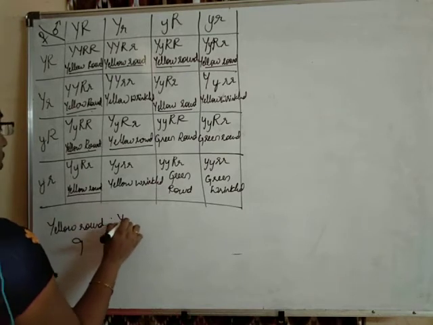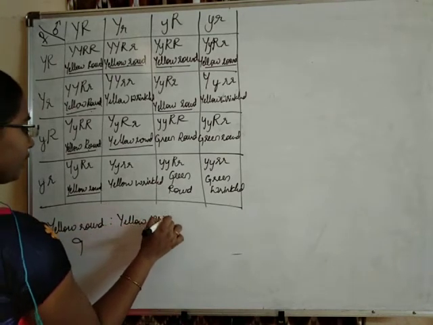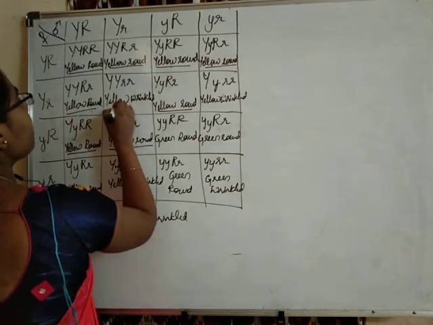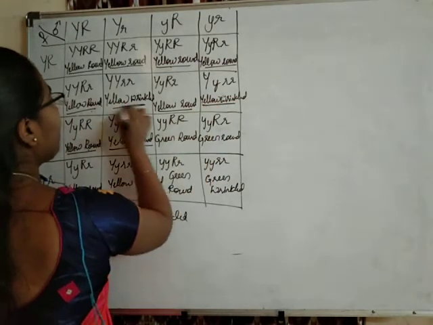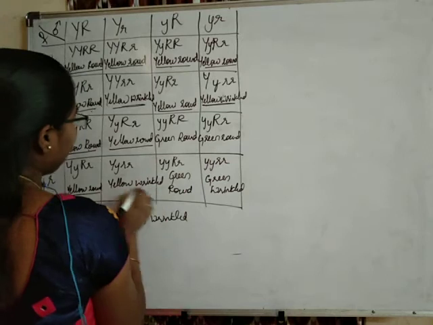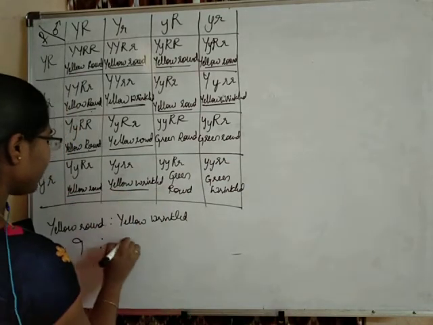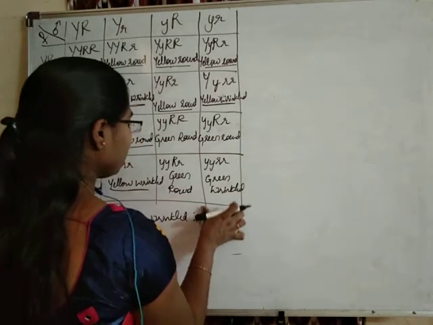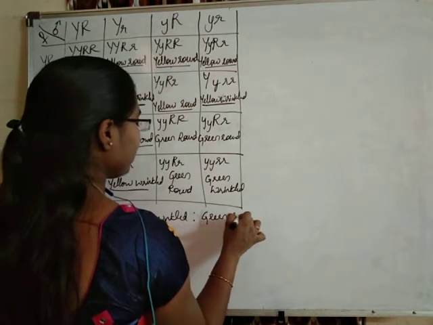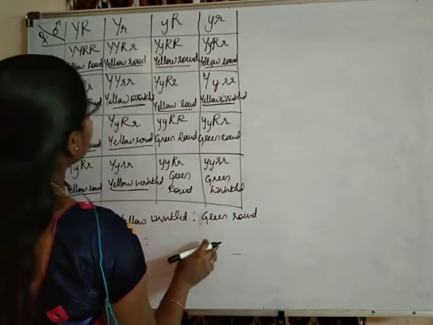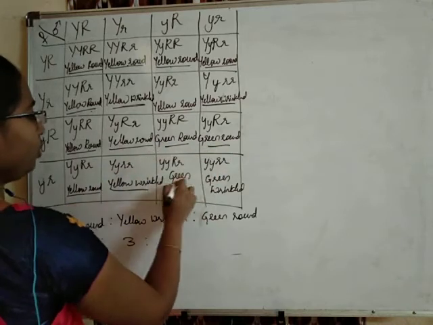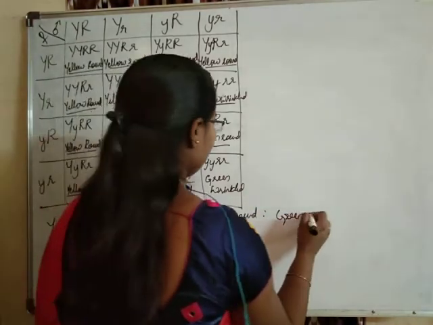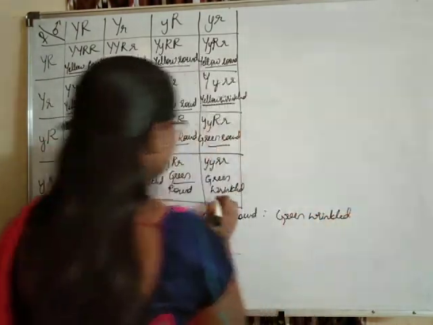Yellow round is done, now yellow wrinkled. We will count yellow wrinkled. Okay. So yellow wrinkled, I am underlining them. So yellow wrinkled 1, 2 and 3. Okay. So how many are there yellow wrinkled? 3. Now we will see green round. Green round 1, 2, 3. 3 again. Okay. We are now seeing green wrinkled. Green wrinkled only 1.